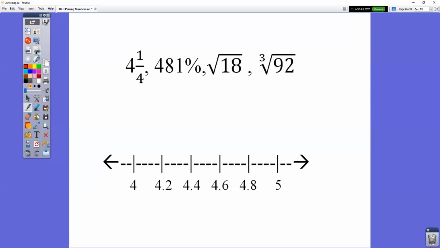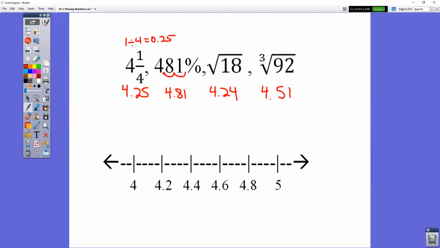Four and 1/4. The big number goes in front of your decimal point. Top divided by bottom, 1 divided by 4 is 0.25. Whatever's after the decimal point goes after the decimal point. 481%, you can type it into the calculator or just move the decimal point over 2 places to the left, so that becomes 4.81. The square root of 18 is approximately 4.24. And the cube root of 92 is approximately 4.51.